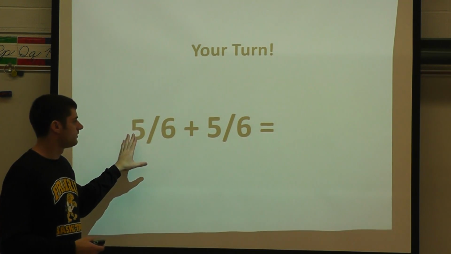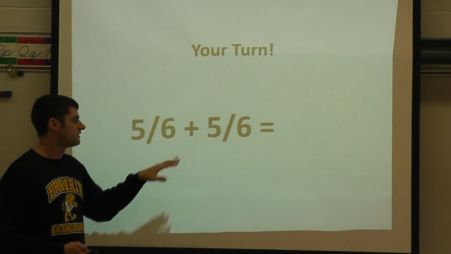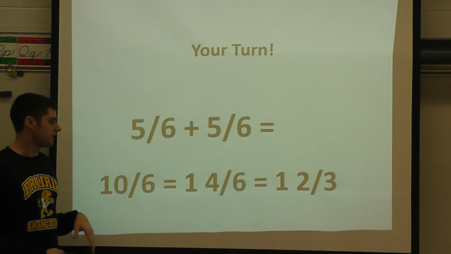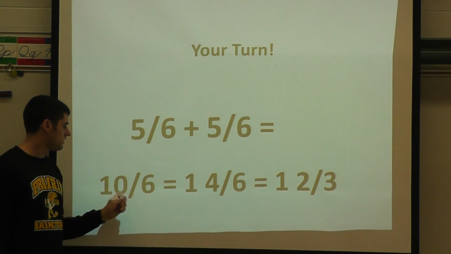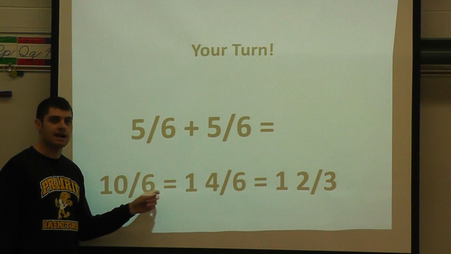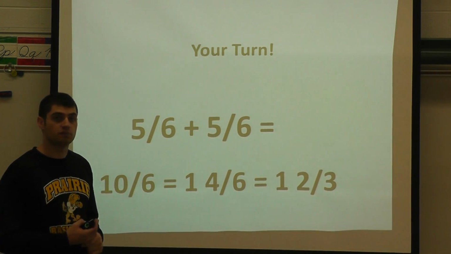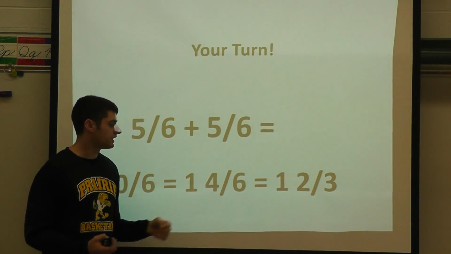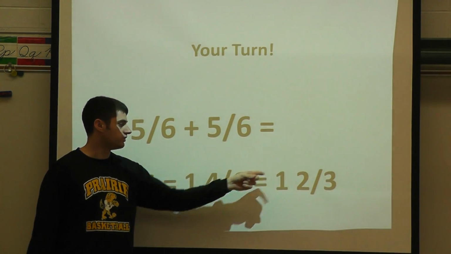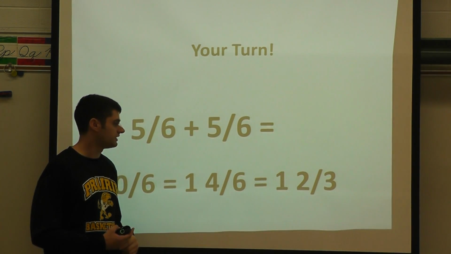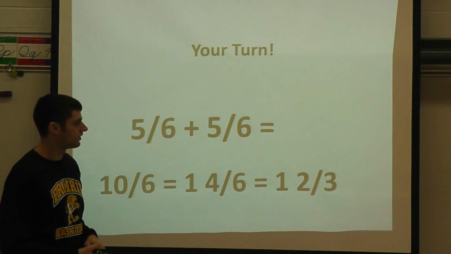In this problem, we're going to do the same thing. Let's add our numerators. 5 plus 5 is going to be 10. 6 remains the same. So 10 over 6. I know that 6 goes into 10 one time. There's 4 left over. My denominator stays the same. This, however, is not the final answer. I can simplify again. I know that 4 over 6 can be simplified. My whole stays the same. 2 goes into 4 2 times. 2 goes into 6 3 times. So my final answer for this problem is 1 2/3.